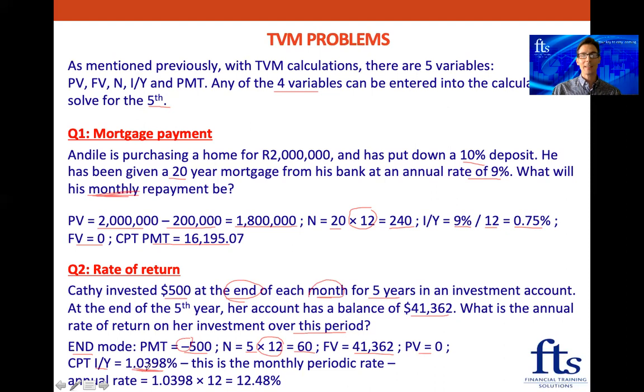So there we go. But it's not that. I shouldn't say there we go. That's not the answer, because that is the monthly periodic rate. Of course, it is the monthly periodic rate. And what are they asking us for here? They're asking us for the annual rate of return. So if that's the monthly periodic rate, what do we need to do? We need to multiply that by 12, and that's the right answer.